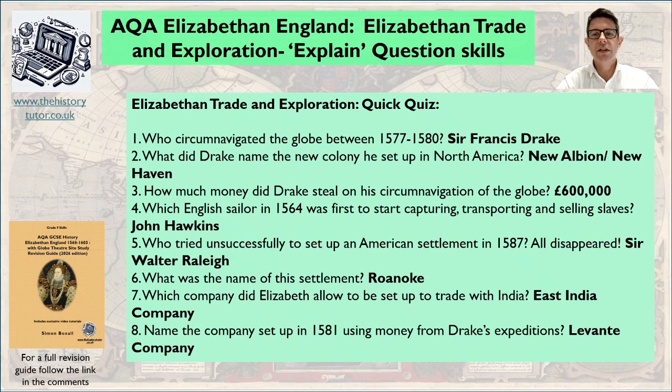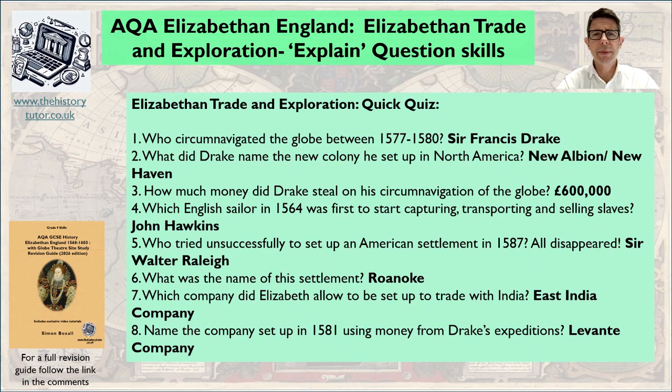So what did Drake name the new colony set up in North America? So New Albion or New Haven. So he started to establish England as an imperial nation, taking over places, starting to build its own empire like Spain was in Southern America, and claiming places like New Albion. Obviously, Raleigh would do similar, as we'll find out in a minute.